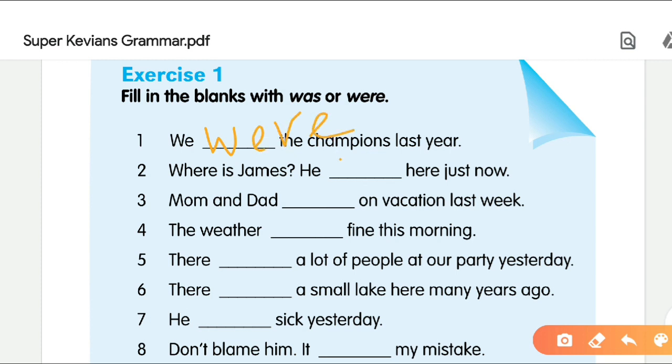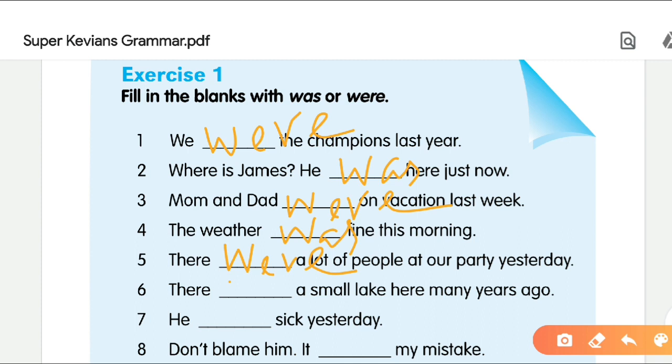Where is James? He was here just now. He was single. That's why we'll write here was. Mom and dad were on vacation because there are two. The weather was fine in the morning. There was a lot of people, or there were a lot of people? Because there were a lot of people, that's why we'll write here there were a lot of people.